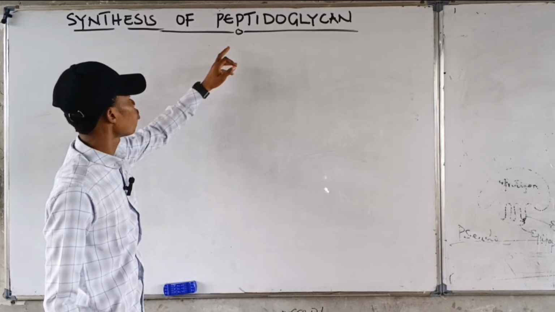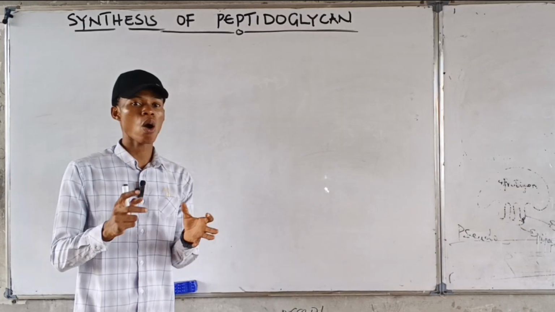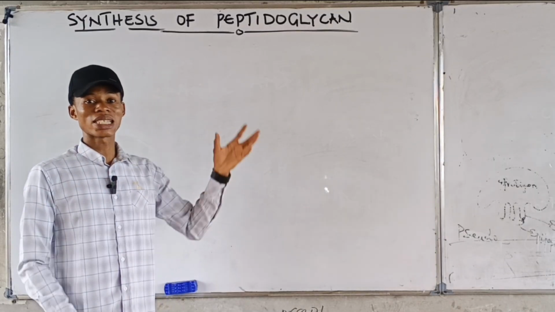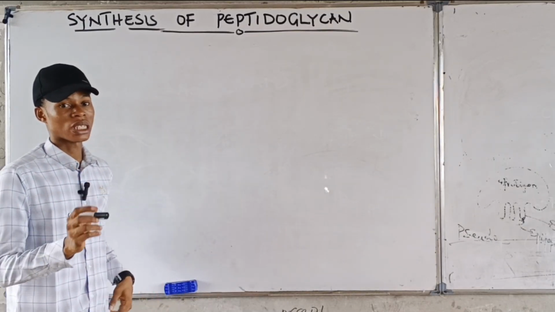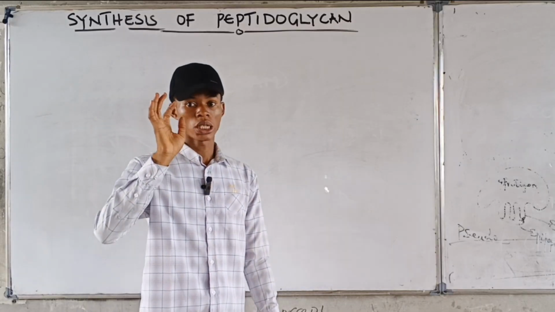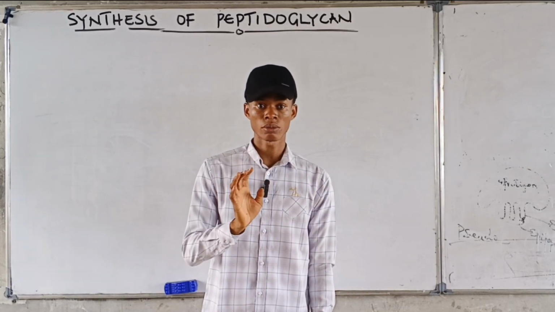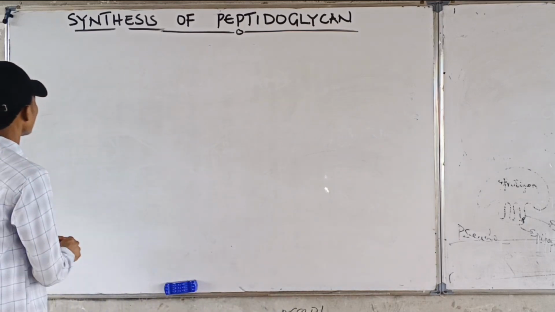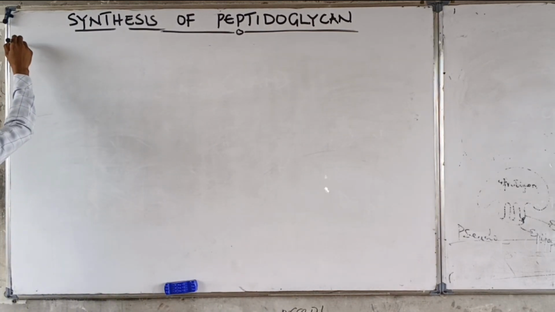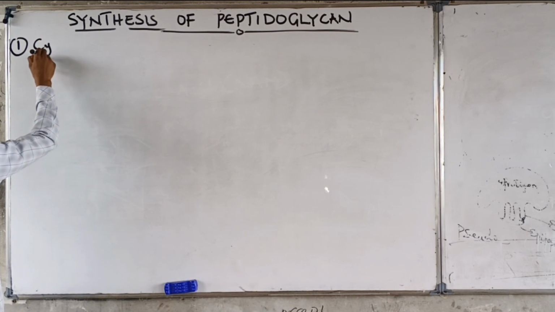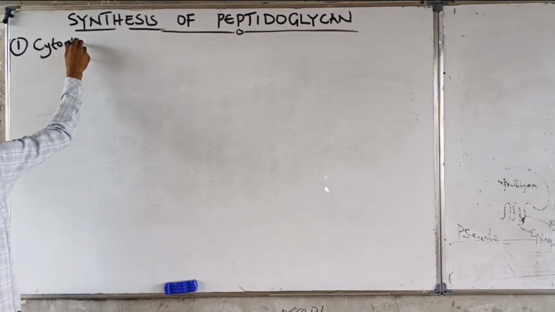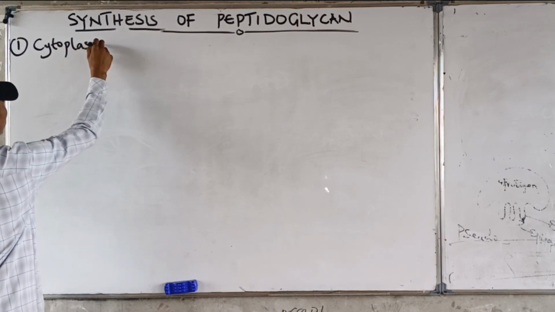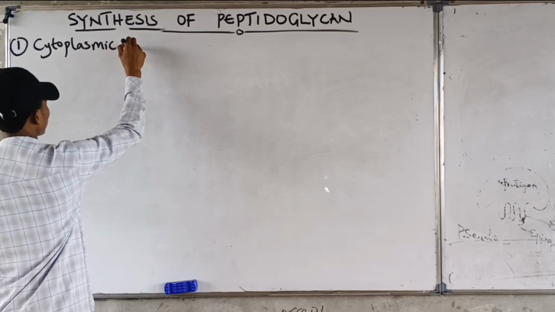Now, synthesis of peptidoglycan. We want to look at how peptidoglycan is synthesized. First, there are 5 stages in the synthesis of peptidoglycan, so I'm going to be taking them step by step. The first step in the synthesis of peptidoglycan is the cytoplasmic phase.